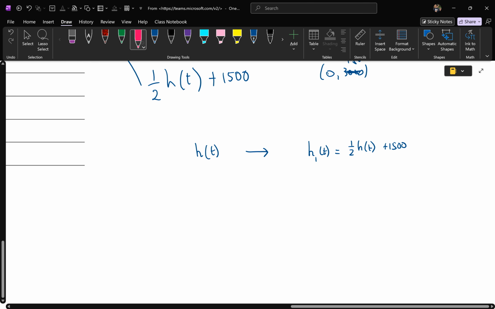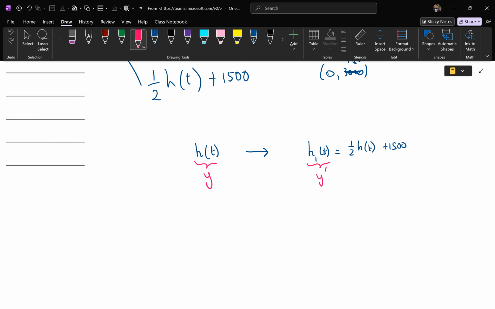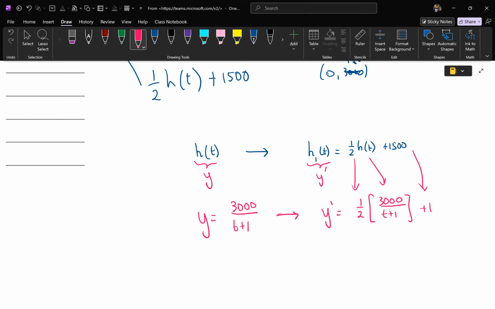Okay? Or to make things easier, let's call this y, and then let's call this y dash. So what I'm saying is y is equal to 3000 over t plus 1. We're trying to map that to a new equation where we know it's half of 3000, so half times 3000 over t plus 1. Okay, so that's your half of h of t. And because we're doing this dilation, we know that we actually have to shift the graph up by 1500.